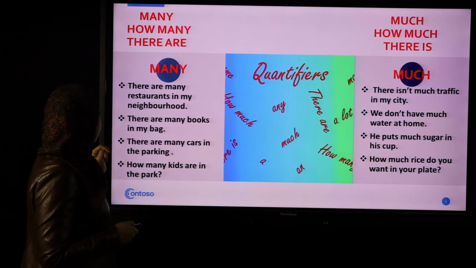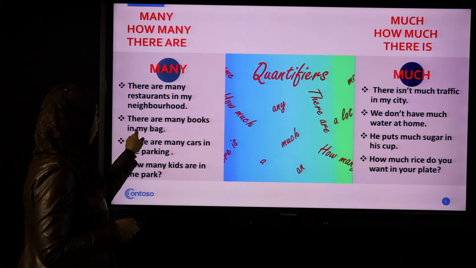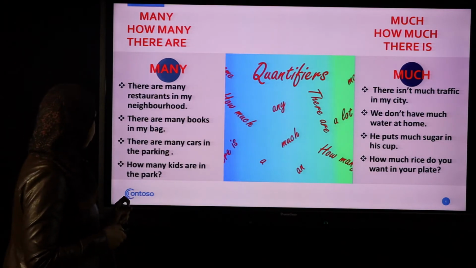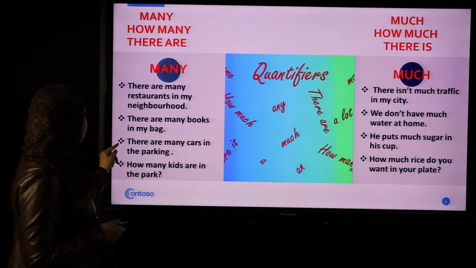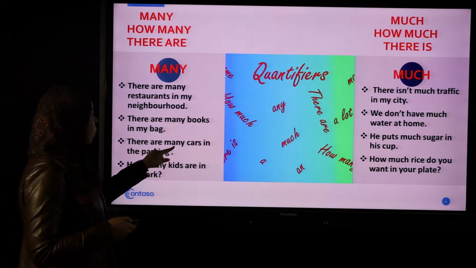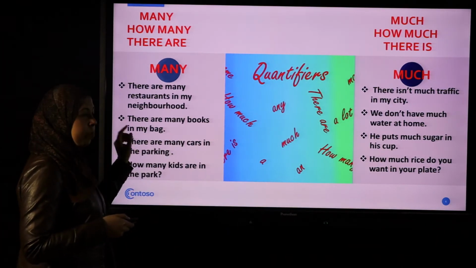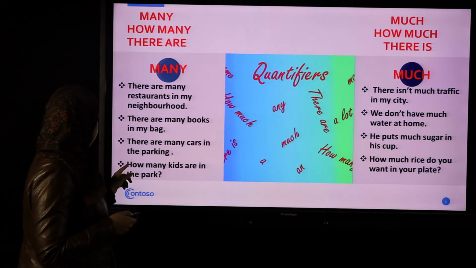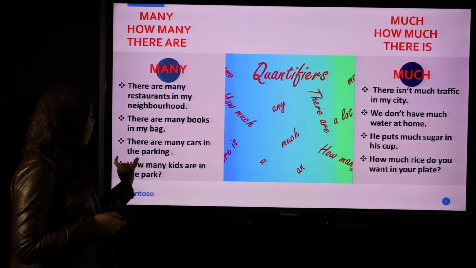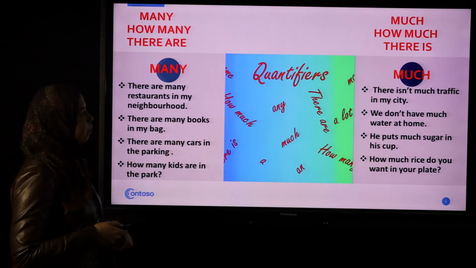Like when we say there are many books in my bag, I used there are, then many with books, because books is a countable noun. And after this, we can say there are many cars in the parking. I used many with cars because it's countable, and there are because they are plural. How many kids are in the park? I used how many to ask about the kids because I can count the kids.